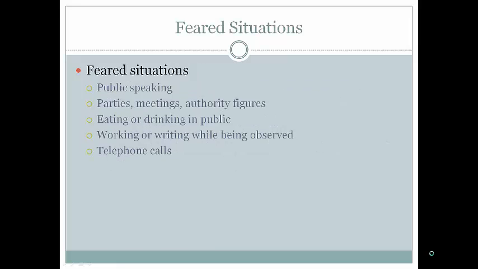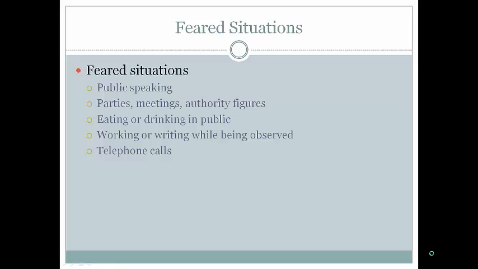So typical feared situations for people with social anxiety disorder are public speaking, parties, pardon me, I can't speak today, meetings, authority figures, eating or drinking in public, working or writing while being observed, or making telephone calls.